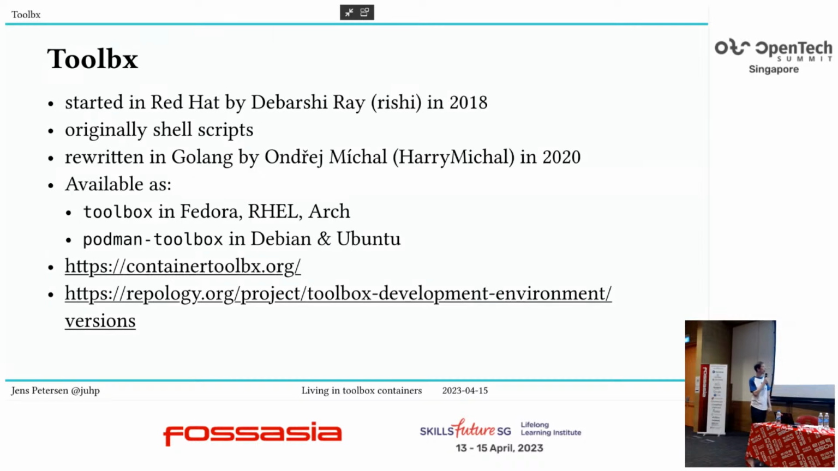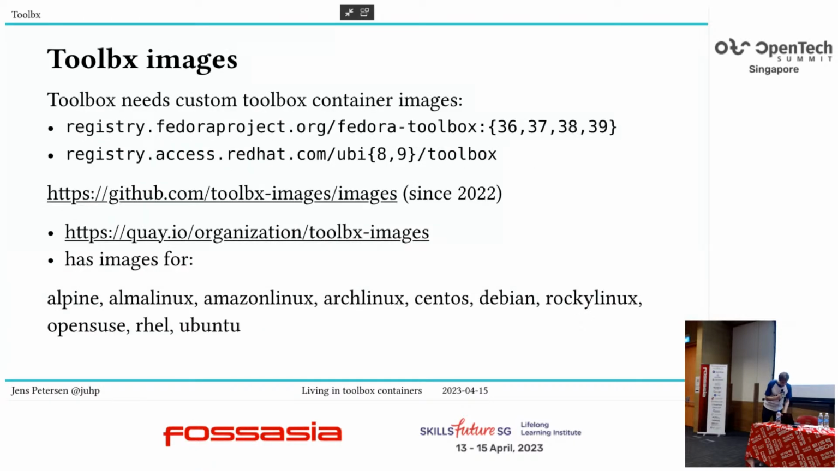It's packaged in Fedora from the beginning, and also available in RHEL and Arch, and now also in Debian and Ubuntu. One of the differences between Toolbox and DistroBox is that Toolbox requires custom container images, so it assumes that certain tools and some minor files are in place, unlike DistroBox, which can use standard distro containers to build its toolboxes.